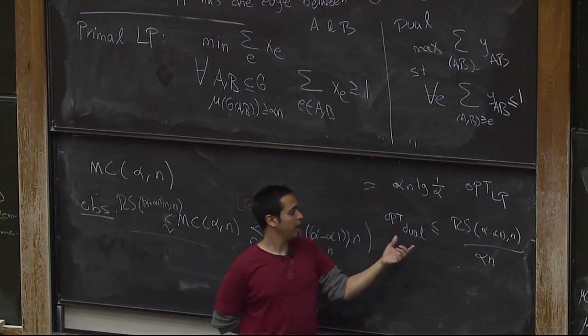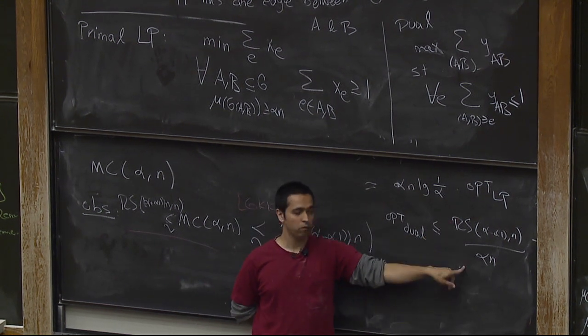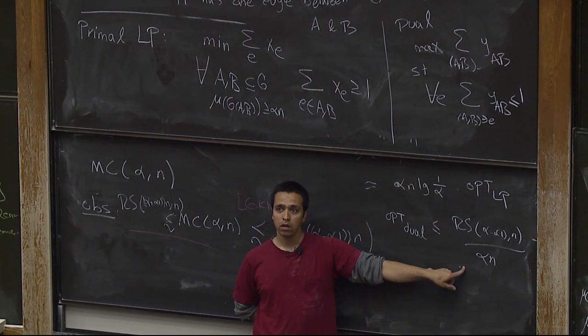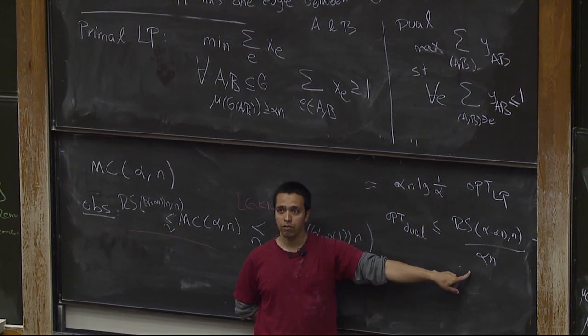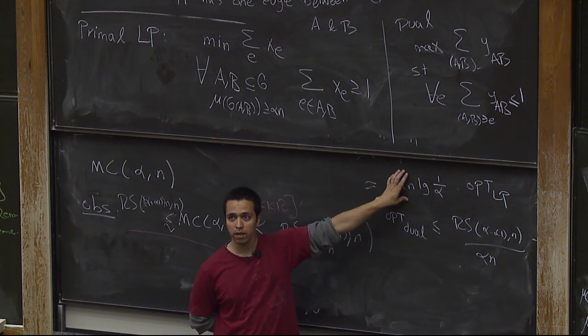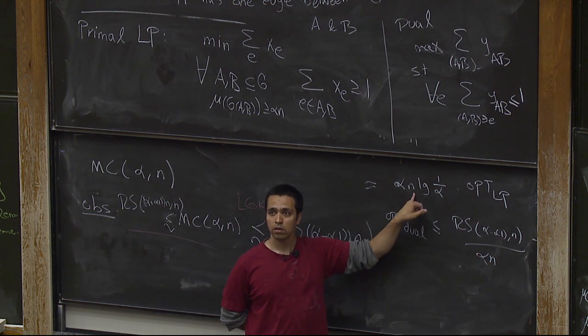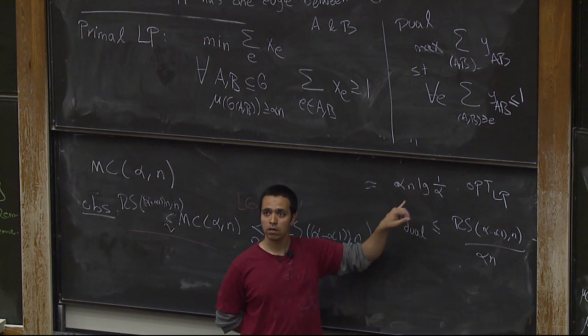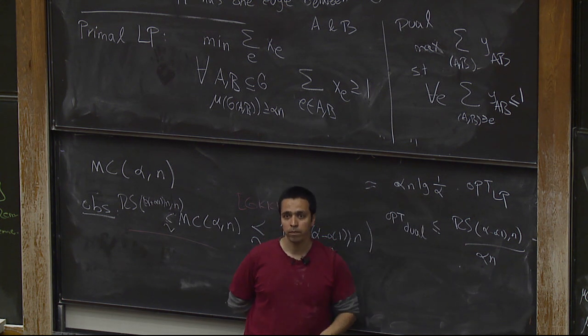My dual value is upper bounded by this quantity, RS divided by alpha n. Okay? So this alpha n, when I multiply by this, they cancel out each other. Does that make sense? Yes.